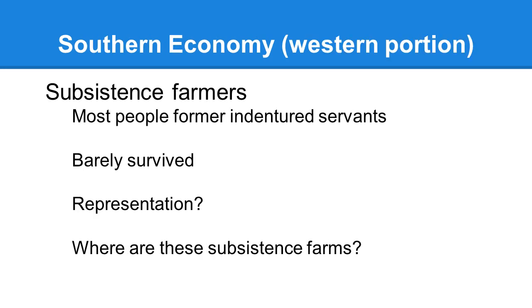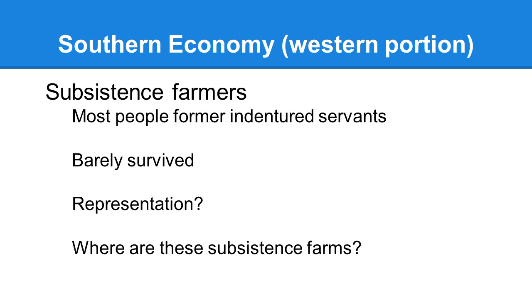Now, of course, we can't imagine that the Southern economy was completely made up of rich guys, because it wasn't. The South had a western portion that was mostly subsistence farmers. So these are going to be people that are not near the best water sources because they didn't have a lot of money to buy the land that was worth more money, which would be stuff near the water. These are guys that got land through the headright system.